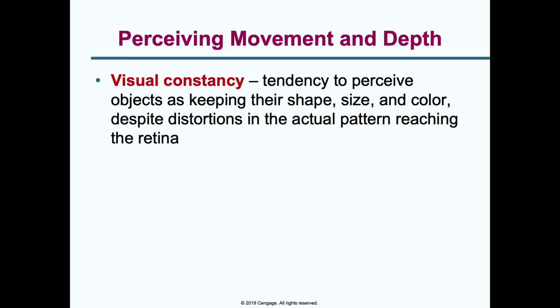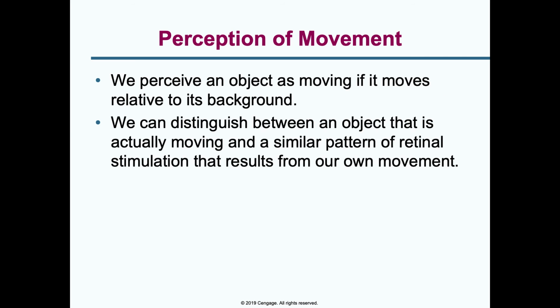And that's one of this idea of visual constancy. Despite how it looks, half open, fully open, we still tend to use our perception to decide, okay, well, I know that it's still a rectangle. In addition, we perceive an object as moving if it's moving in relationship to the background. We look at the background, see the object, it's in a background, and we perceive it as moving, and we look at the background to see if the background is stable.